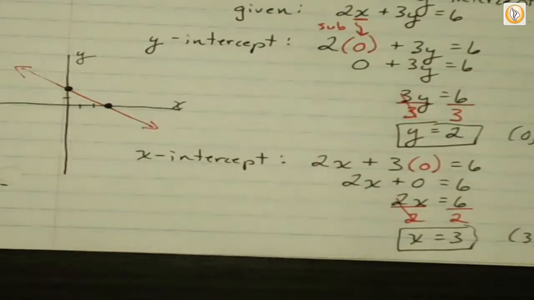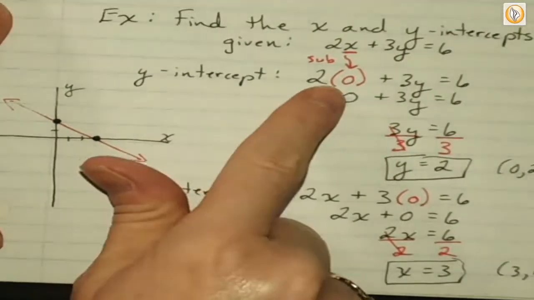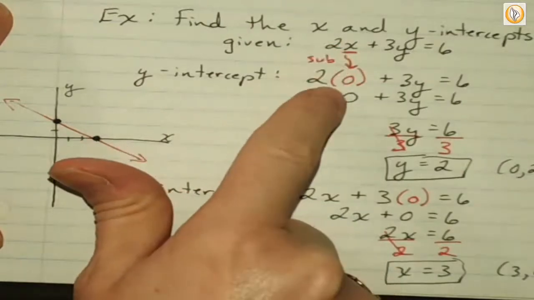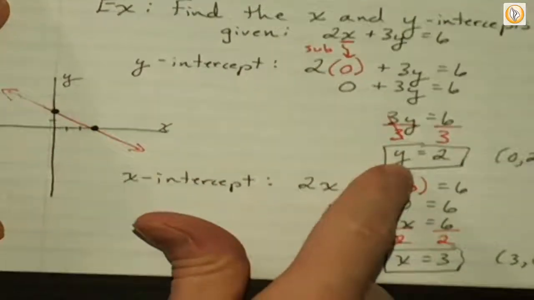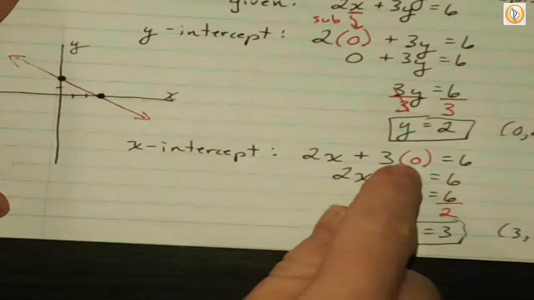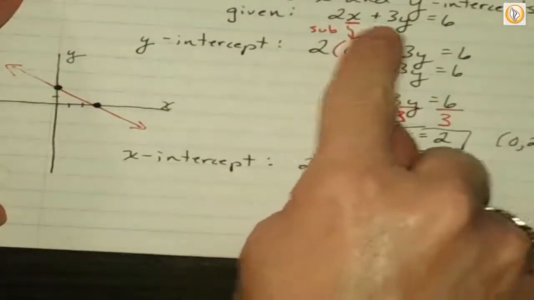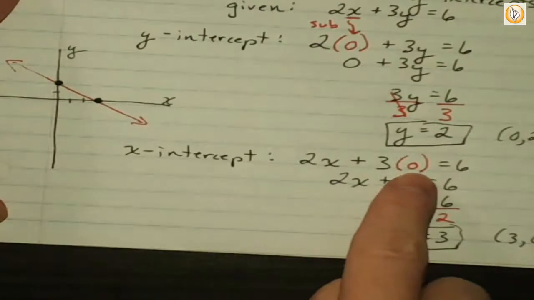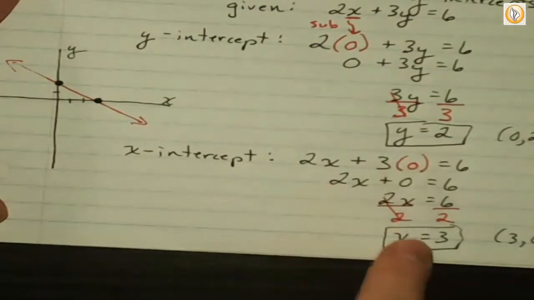Find the x and y. You substitute with 0 for each of them. You substitute the x with 0 and you solve for y. And then here, you would substitute the y. You'd rewrite your equation and substitute the y with 0, and then solve for x.